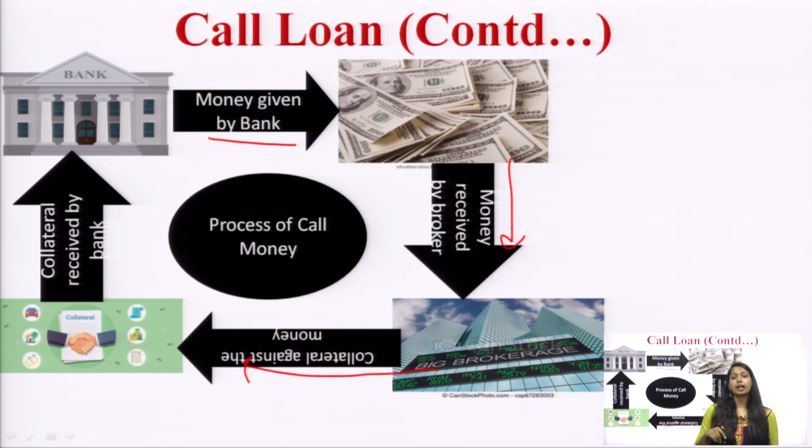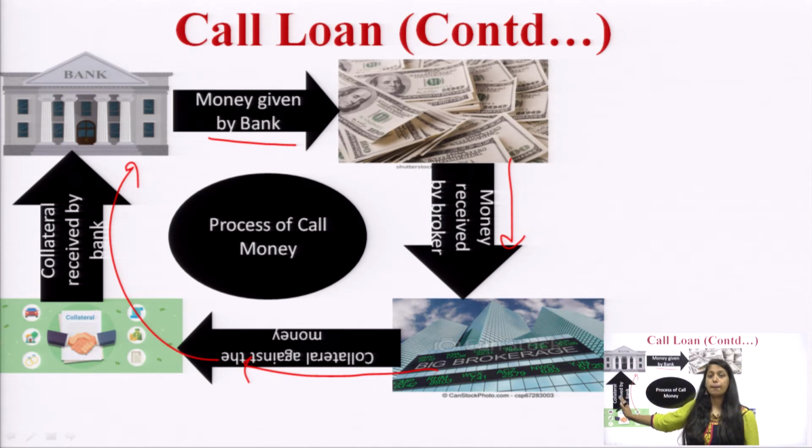Now when the collateral reaches, to whom does the collateral reach? The collateral reaches the bank. So this is money given by the bank, money received by the broker, the collateral against the money, and the collateral has been received by the bank. This is how the call loan operates.